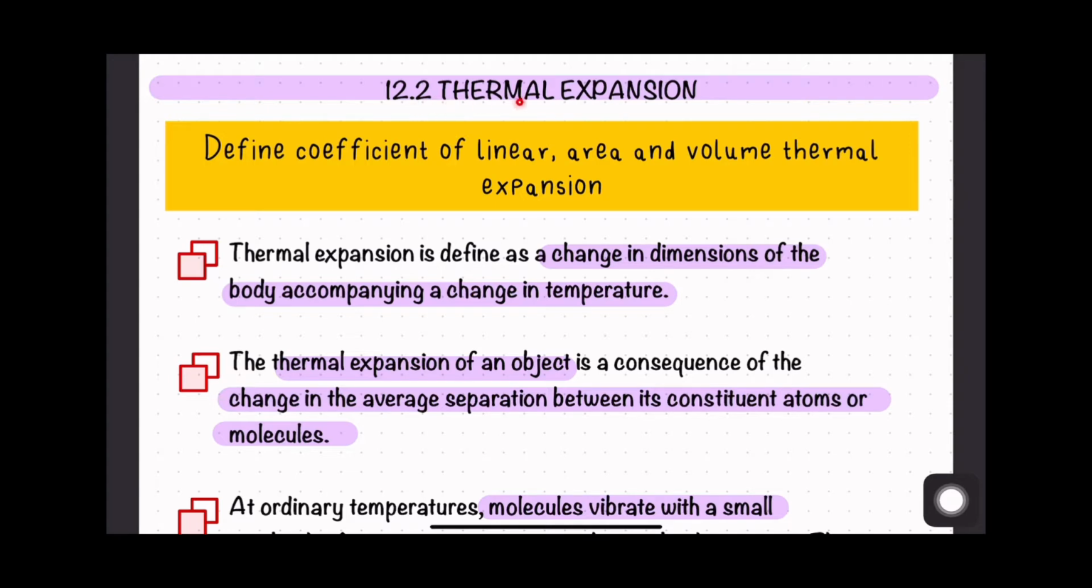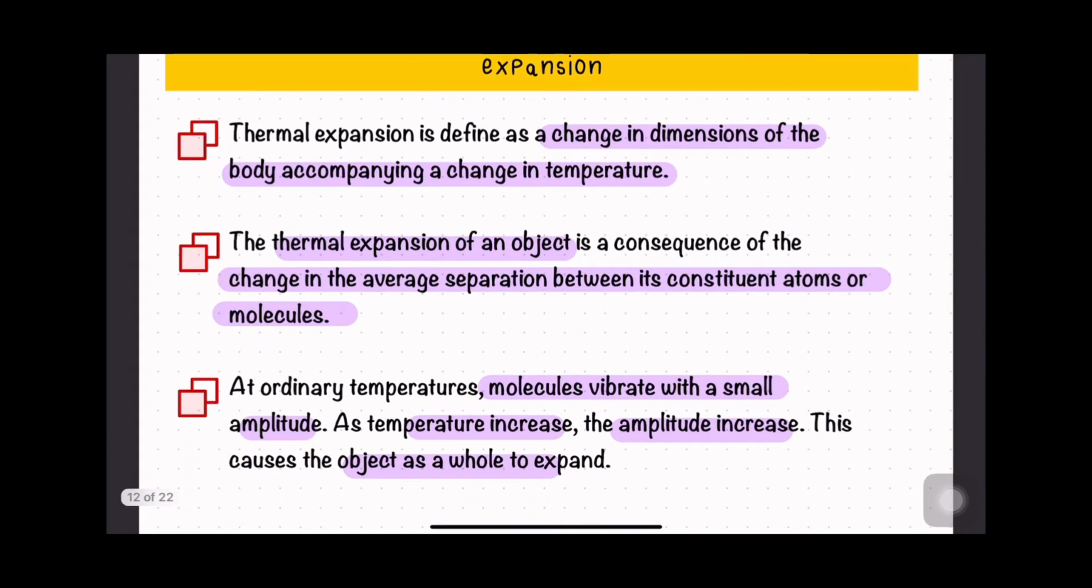to thermal expansion. Define coefficient of linear, area and volume thermal expansion. As you can see, thermal expansion is defined as the change in dimension of a body as a result of a change in temperature. So the thermal expansion of an object is a consequence of the change in average separation between its constituent atoms or molecules. So it can change in shape.